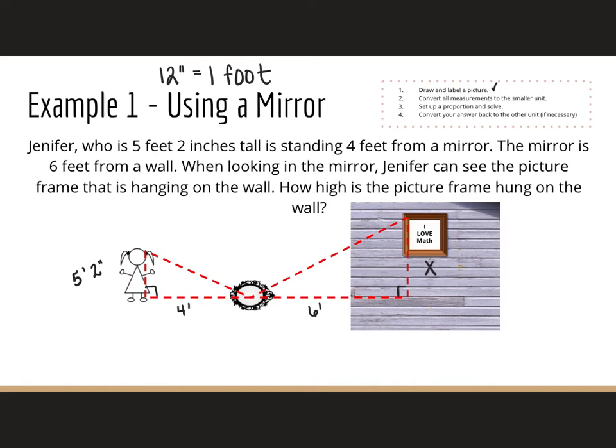If I want to convert her height, I take 5 times 12. That's 60. And then there's 2 inches, so I need to add on those 2. So she is 62 inches tall. I will label that in red right here: 62 inches. I need to convert this 4 feet down here, so 4 times 12.